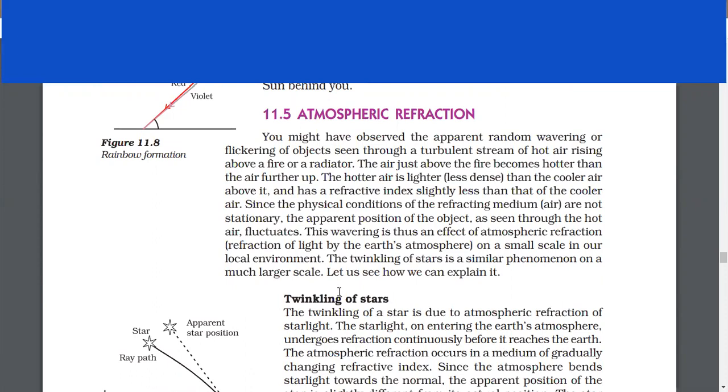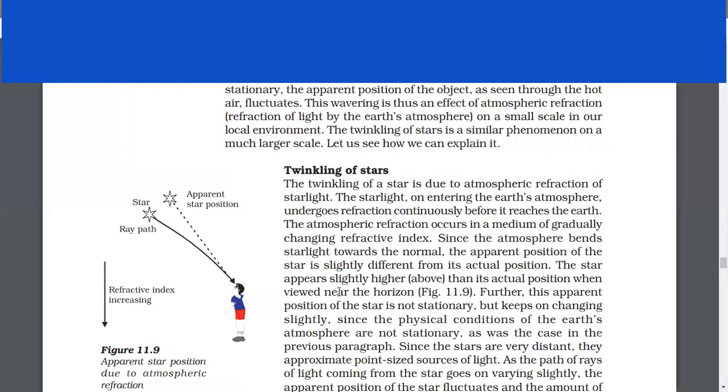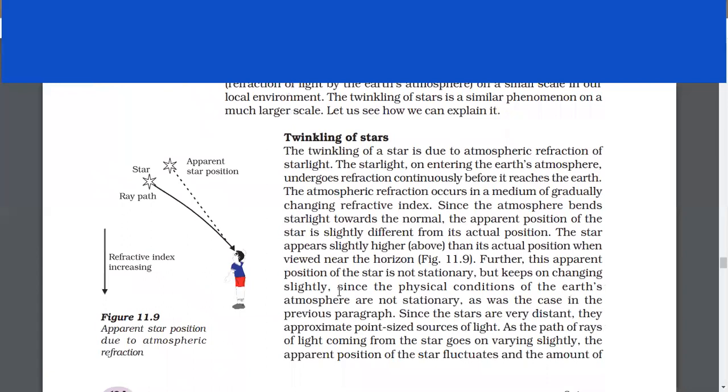The twinkling of stars is a similar phenomenon on a much larger scale. Let us see how we can explain it. Twinkling of stars. The twinkling of a star is due to the atmospheric refraction of starlight. The starlight, on entering the Earth's atmosphere, undergoes refraction continuously before it reaches the Earth. The atmospheric refraction occurs in a medium of gradually changing refractive index. Since the atmosphere bends starlight towards the normal, the apparent position of the star is slightly different from its actual position. The star appears slightly higher than its actual position when viewed near the horizon.